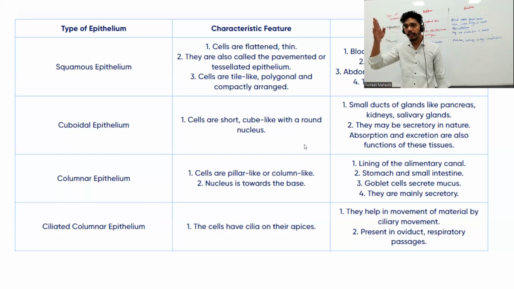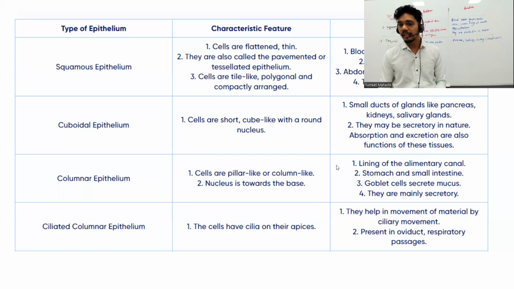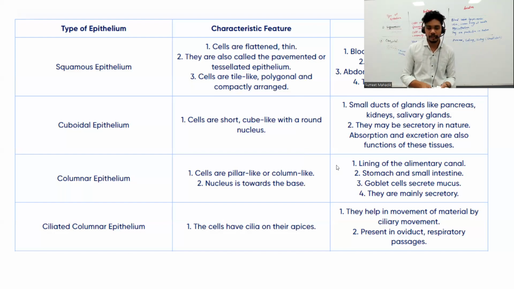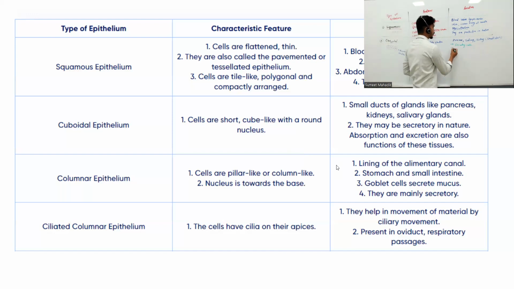So whenever you find secretory cells, you have to write cuboidal cells. They may be secretory in nature. Absorption and excretion are also functions of this tissue. They are mostly secretory cells. Why are they called secretory cells? Because the space is much more than in squamous epithelium, so they can act like secretory cells. Absorption and excretion are also functions. Okay, so we'll study that.